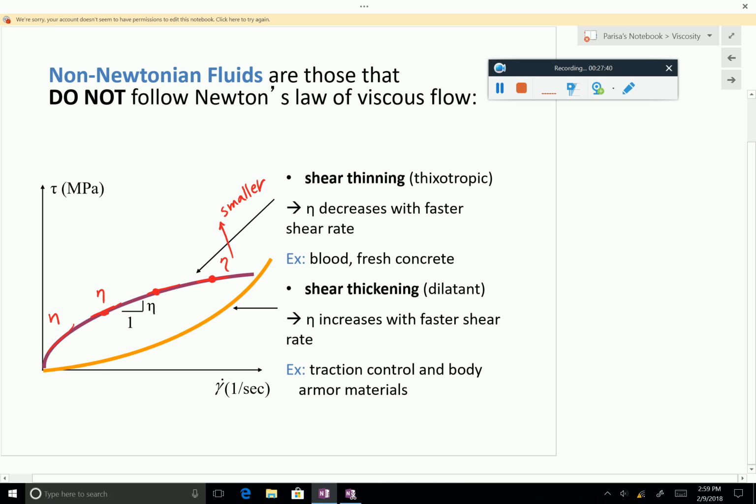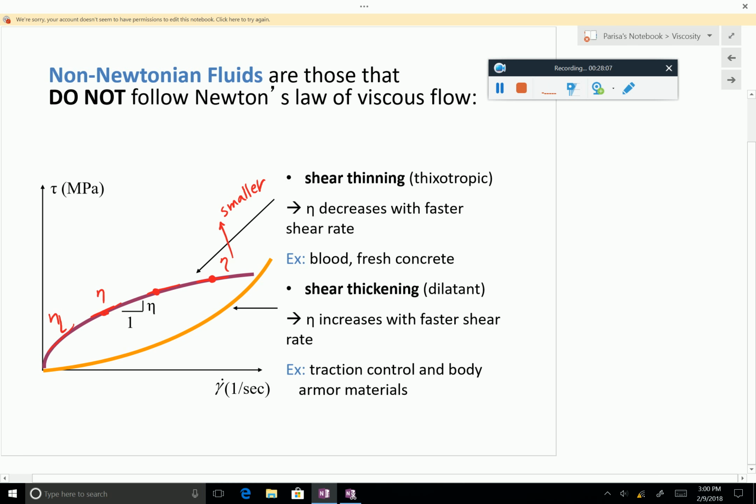So as you can see here, eta is not constant. As you go from beginning to the end, it becomes smaller. It means that as you increase the strain rate, if you apply the force faster, the material becomes less resistant. It resists less. This is the behavior.